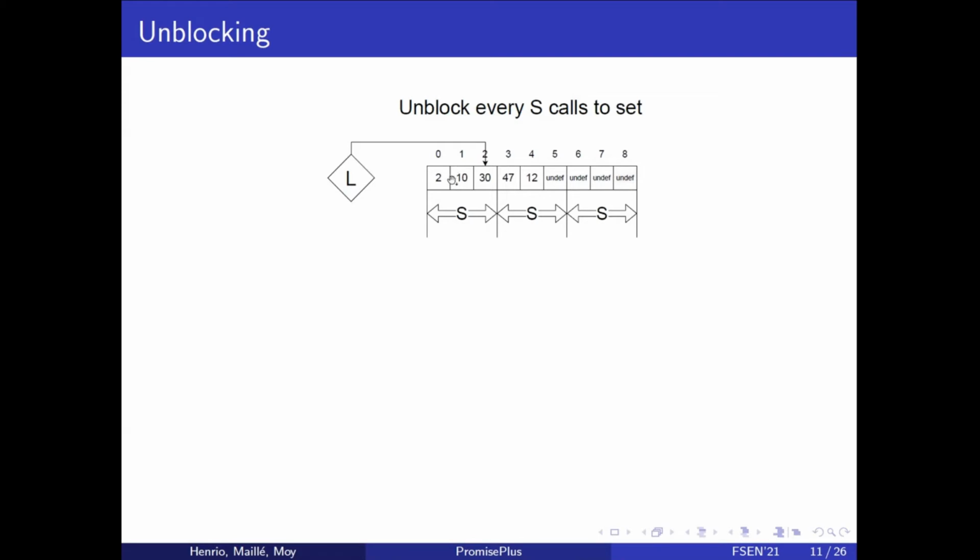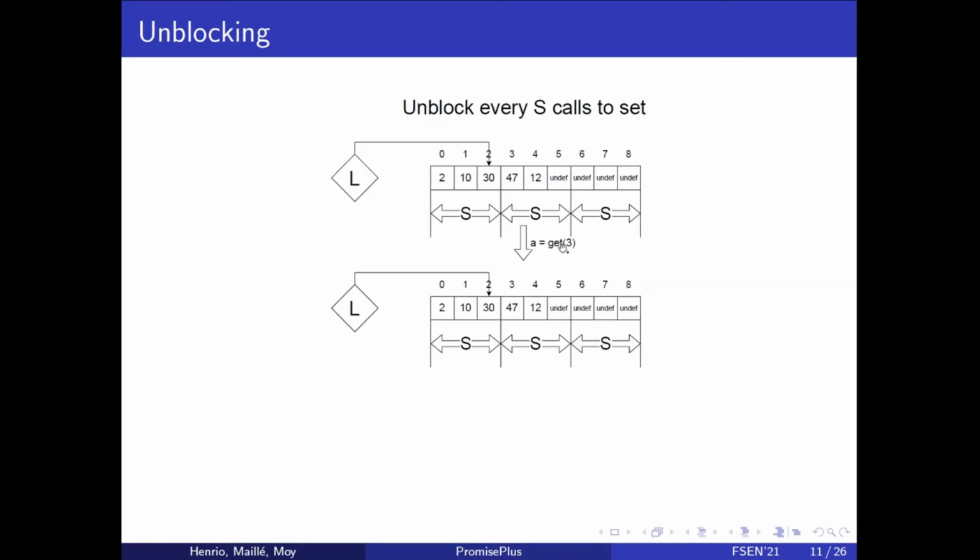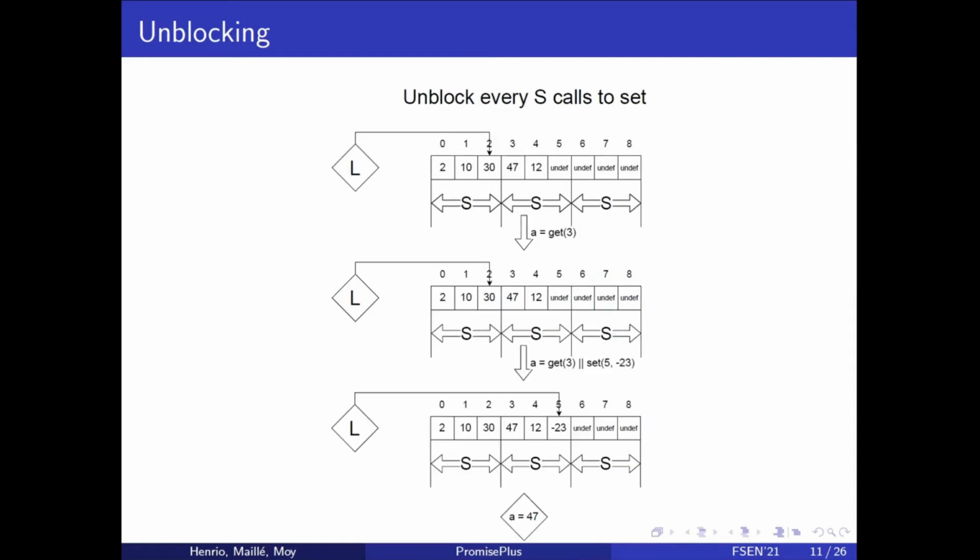So for example, a call to get(1) will immediately produce value 10. But let's look at a call to get(3). If we call get(3), nothing happens yet, because this chunk here is not completely filled. We need to wait until index 5 has a value. So get(3) is waiting, and somehow in parallel we have a call to set(5, -23). This will write value -23 at index 5, and so the whole chunk is complete, and the call to get(3) unblocks, producing value 47.